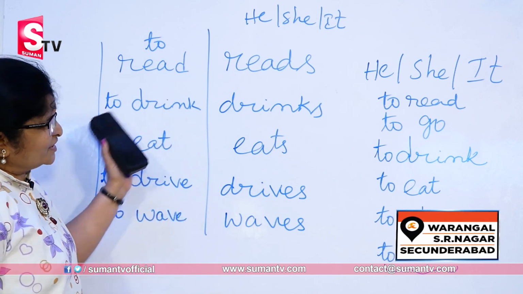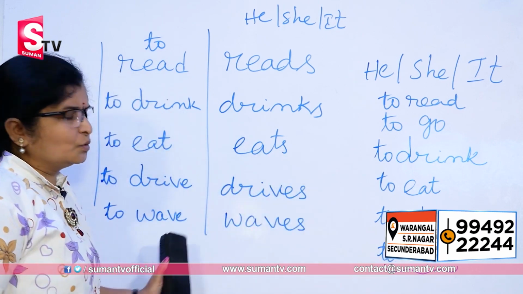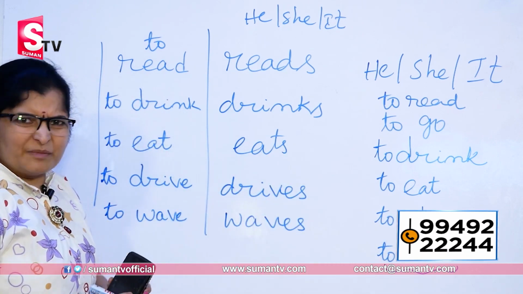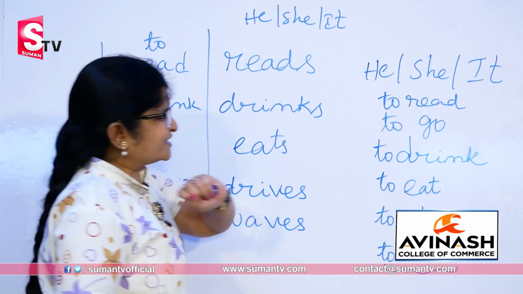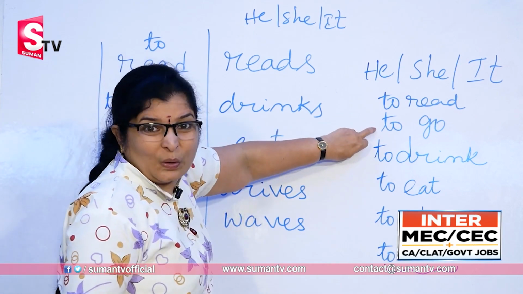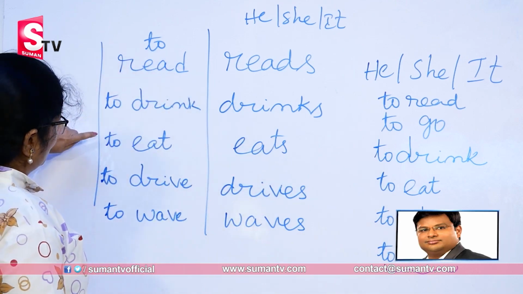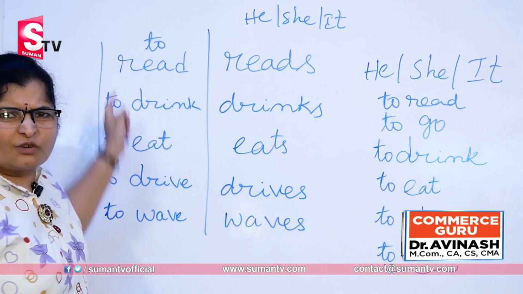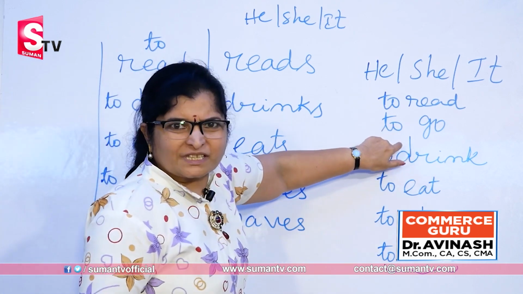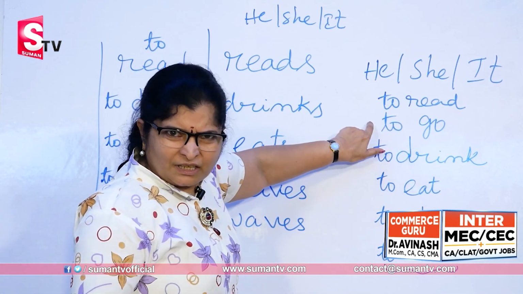Just have a glance at these two sets of verbs. We missed out one, isn't it? What is that? Yes, good. To go. We did not do this. See, all the verbs we did, like to read, to drink, to eat, to drive, to wave, but we did not come across to go. We just left it. Now can we learn it?